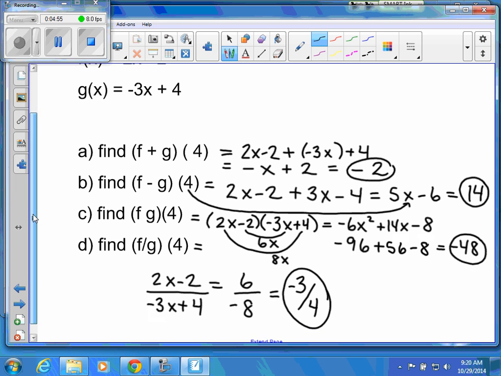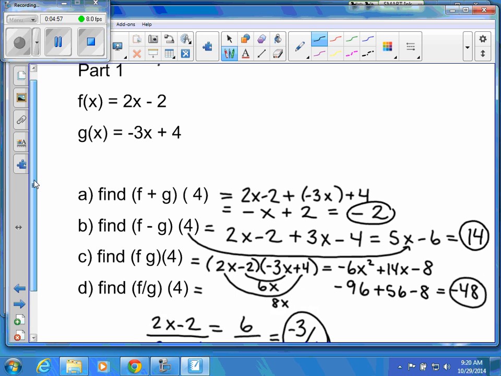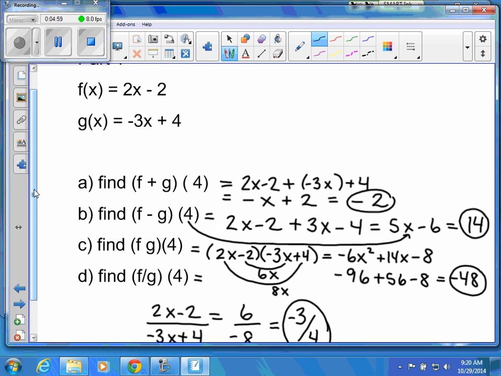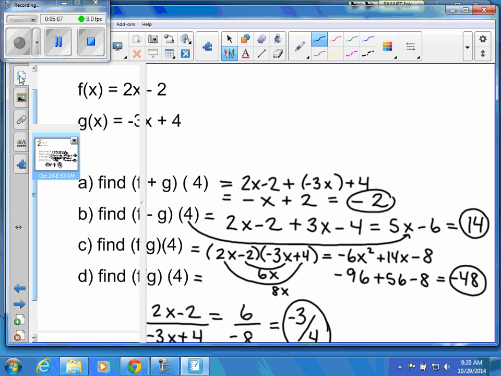This is part 1. Adding, subtracting, multiplying, dividing, solving for x, and then once you solve for x, you substitute the values in. Okay, the next section.